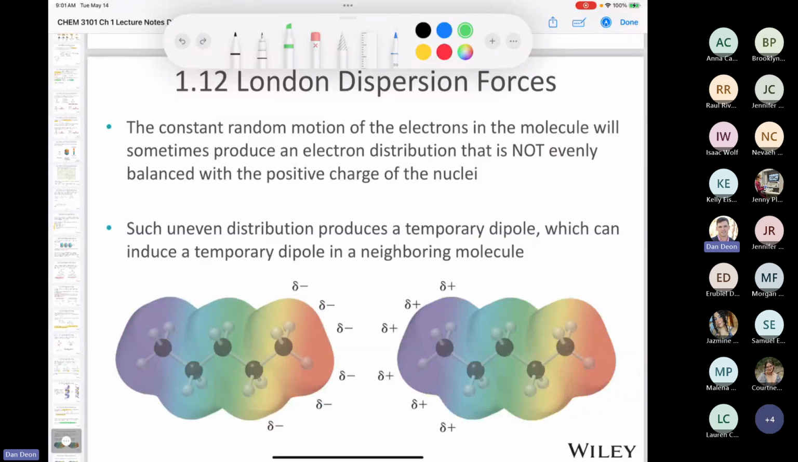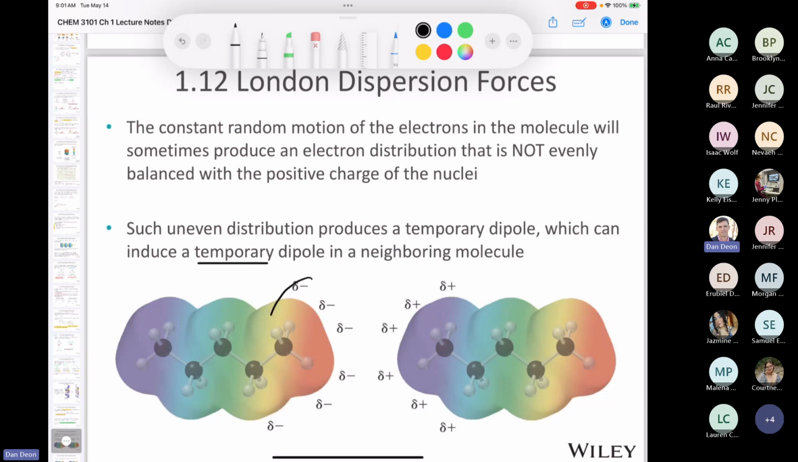This is called pentane. But in an instant in time, all of the electrons happen to gather up on one side of the molecule. It's not for a long time. We say it's fleeting, momentary, short-lived, temporary. What do those words mean? It means not for a long time.